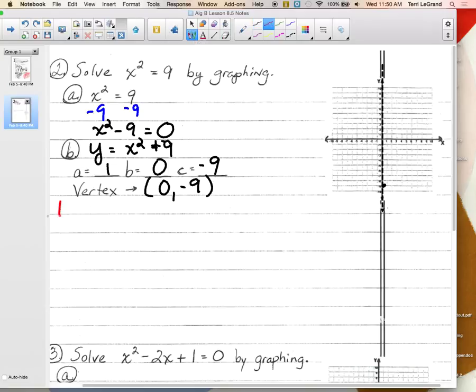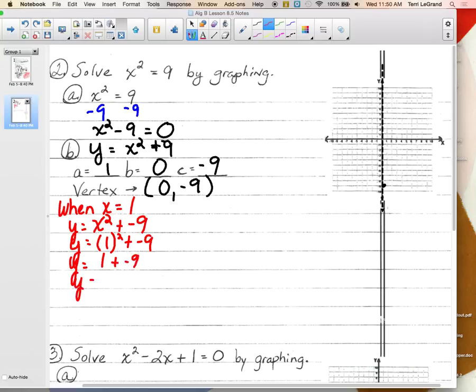So we're going to do when x equals 1. So y equals x squared plus negative 9. y equals 1 squared plus negative 9. y equals 1 plus negative 9. What's our y? Negative 8. Okay. So we now have ordered pair 1, negative 8. Not very far away from that other one.